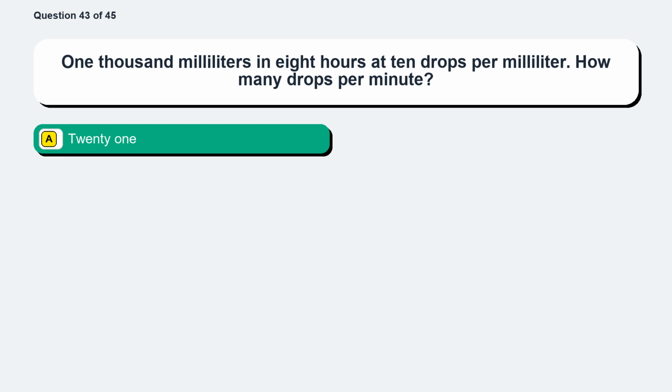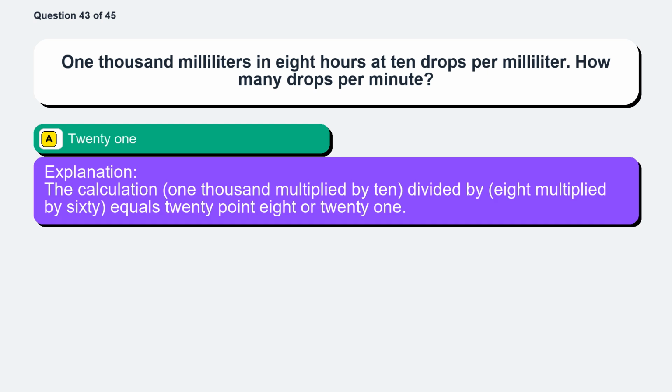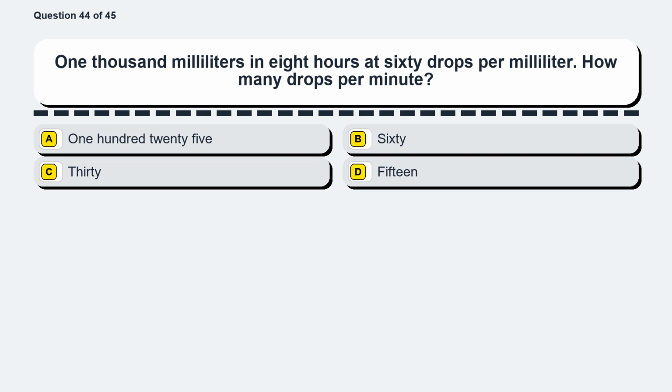The correct answer is option A, 21. The calculation, 1000 multiplied by 10 divided by 8 multiplied by 60 equals 20.8 or 21. Question 44. 1000 milliliters in 8 hours at 60 drops per milliliter. How many drops per minute? Option A, 125. Option B, 60. Option C, 30. Option D, 15.